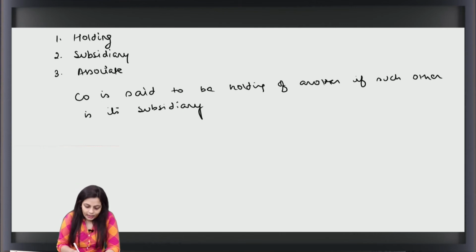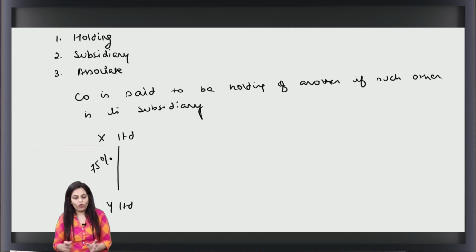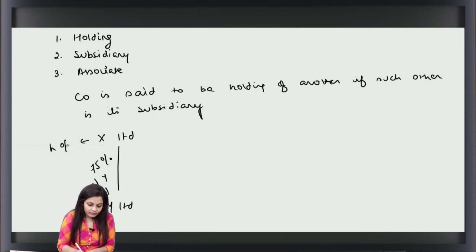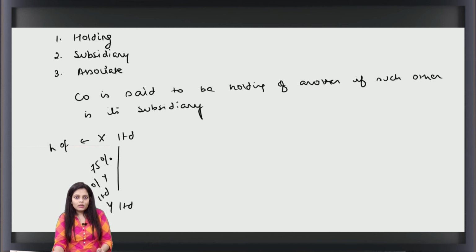So let us say, if I say X Limited and Y Limited, X Limited holds 75%. What? That we will discuss when we come to the definition of subsidiary. But please try to understand, X Limited is holding 75% of Y Limited. So on this grounds, can I say X Limited is the holding? Yes or no? Yes. Because if you are holding more than 50%, you get the holding subsidiary relation.